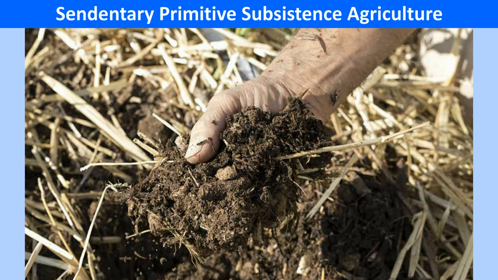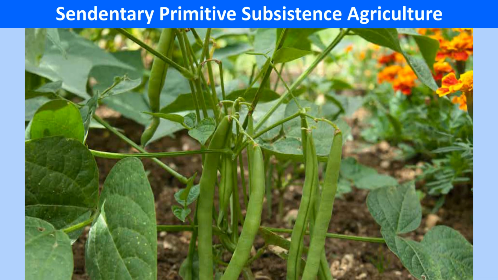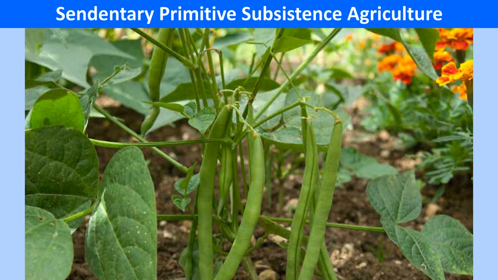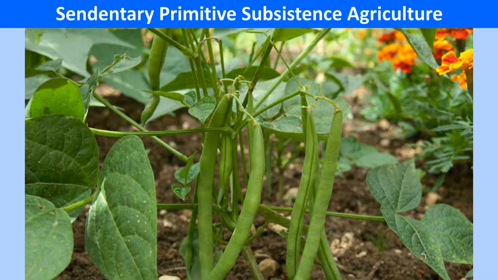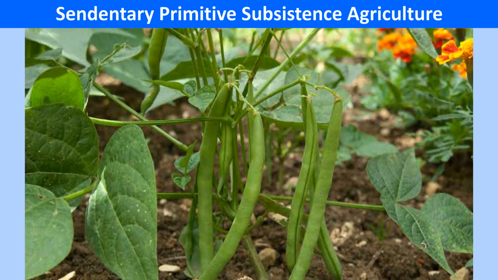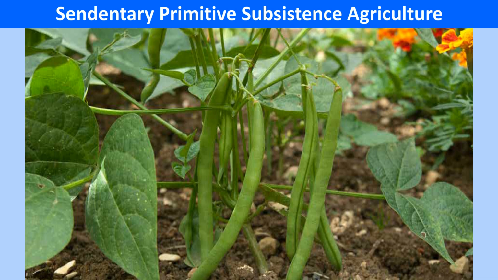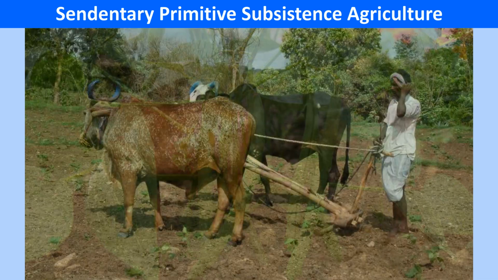Crop rotation is practiced to increase soil fertility. For instance, leguminous crops like beans add nitrogen to the soil. Such crops increase soil fertility and are therefore used in rotation with other crops.